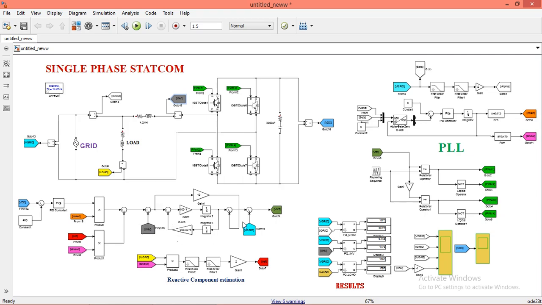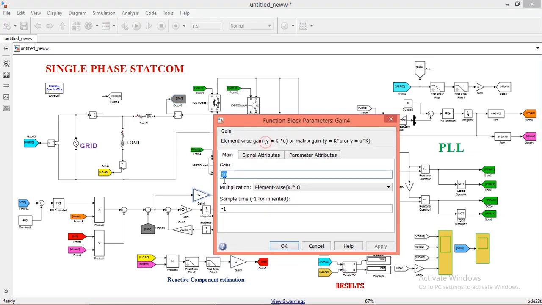This error is then fed to a PR controller. All these blocks are part of the PR controller. So I'll tell you how much gain I have used in this PR controller. The value of KP I have used is 100.